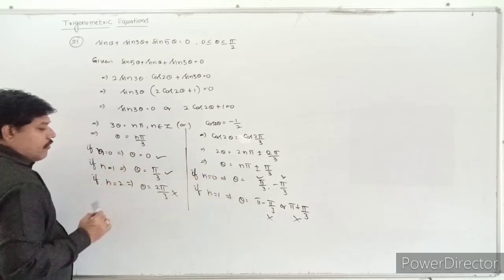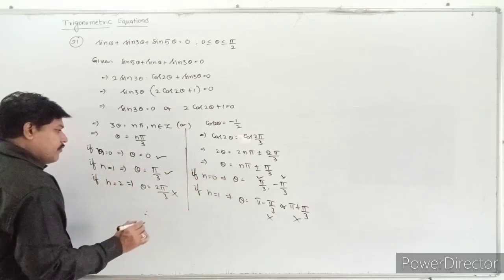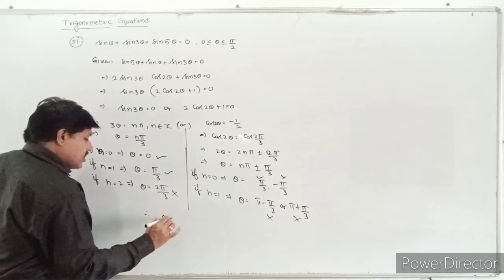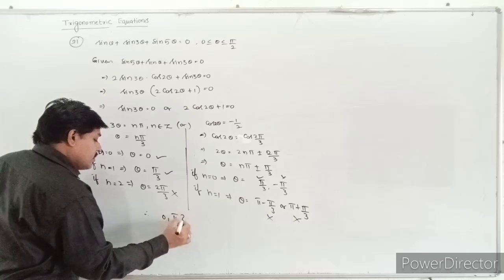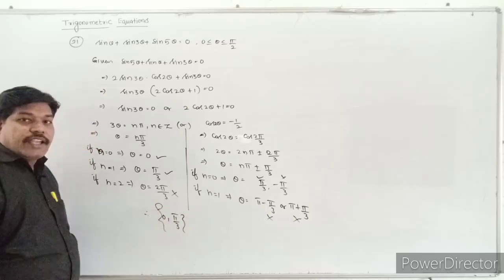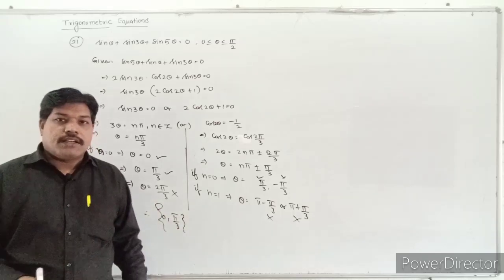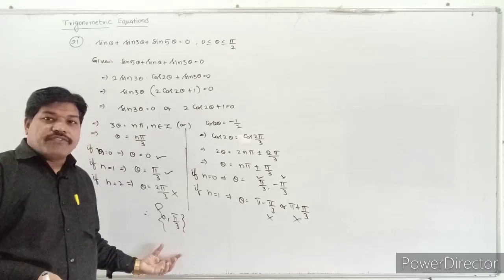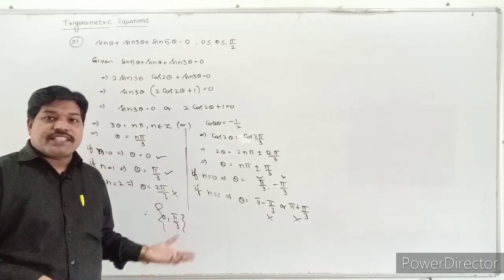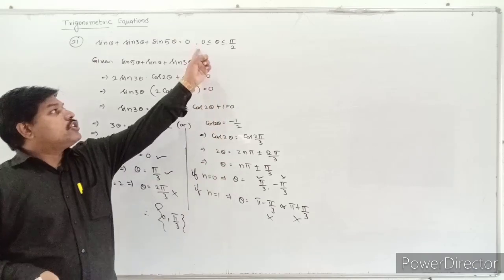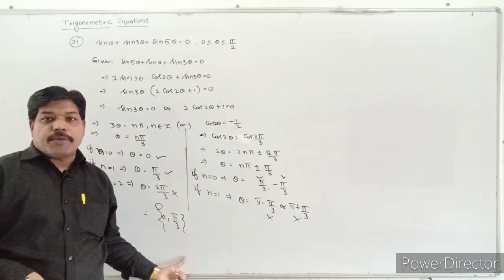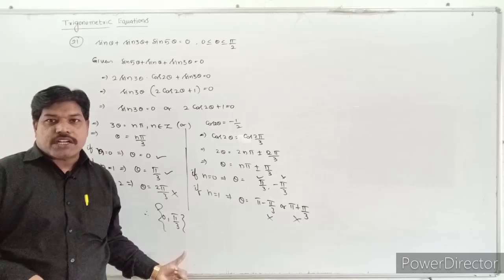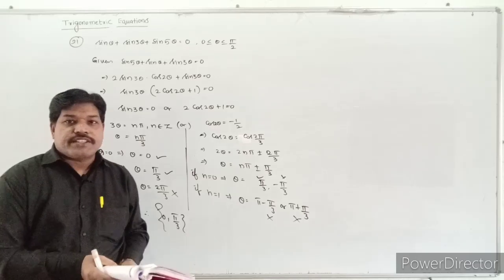Therefore the solutions of the equation between 0 and pi by 2 are 0 comma pi by 3. Do you understand that? So the solutions of the given trigonometric equation in the interval 0 to pi by 2 are 0 comma pi by 3. Do you understand that? See that question, students.